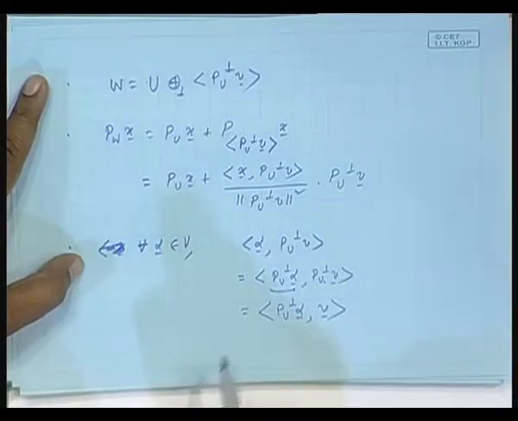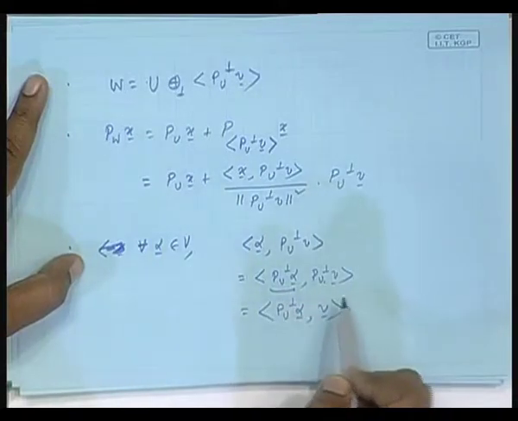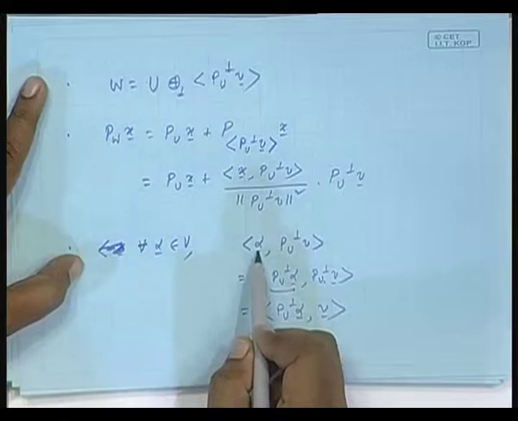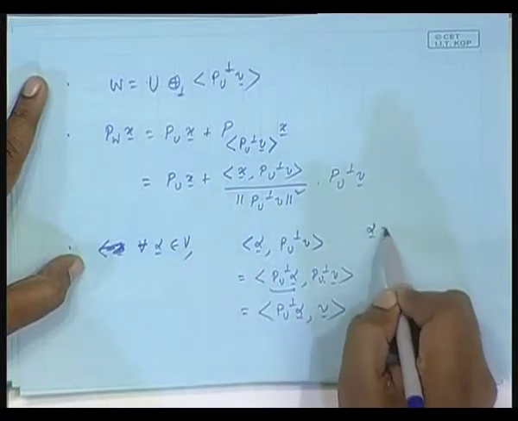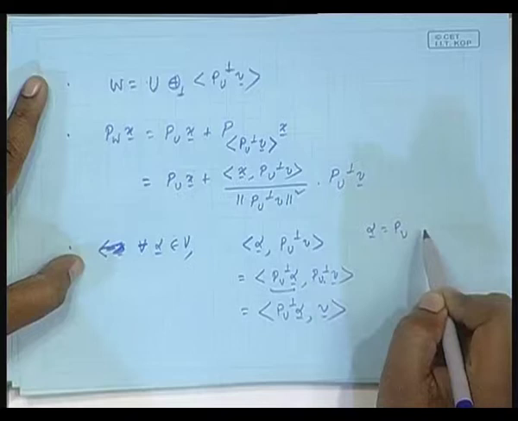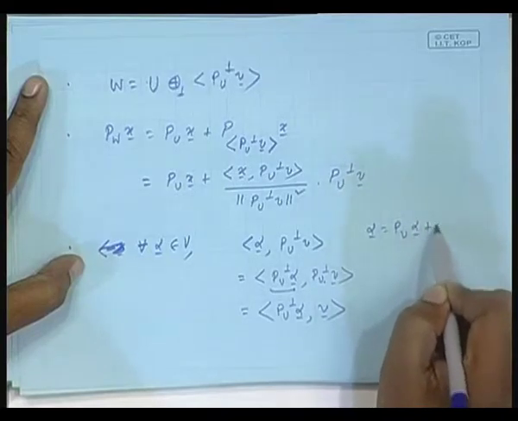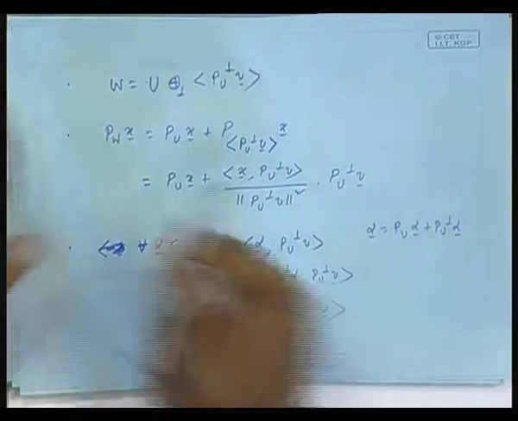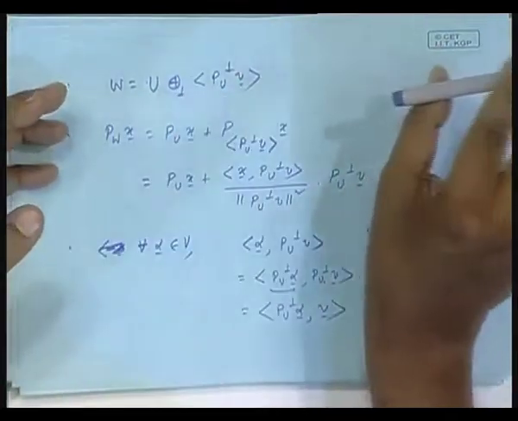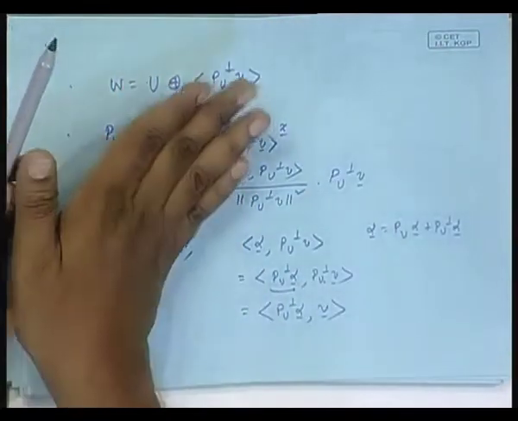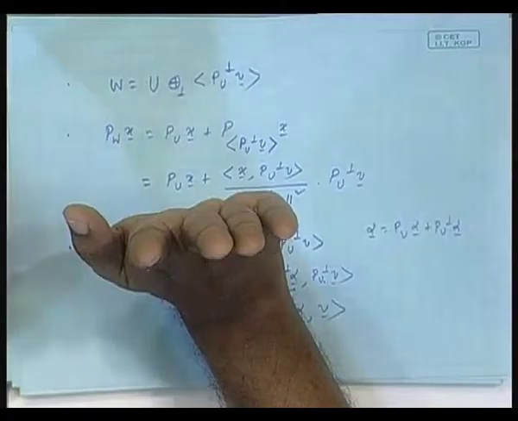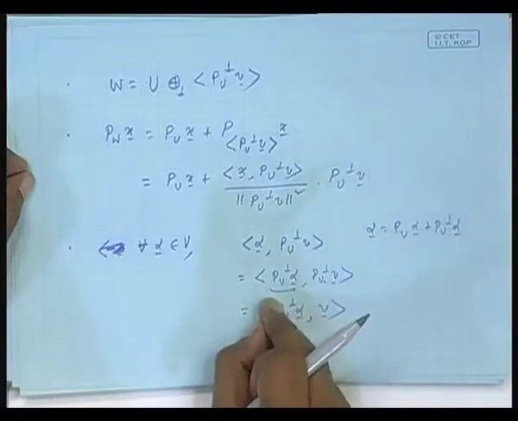Those who cannot see, for them I am showing. What is this? Alpha can be written as, you see, very nice. P_U alpha and P_U perpendicular alpha. Any alpha and any subspace U, you can show that alpha is nothing but a projection and the error. Whatever be the subspace, I can write. So, replace that alpha by this here.